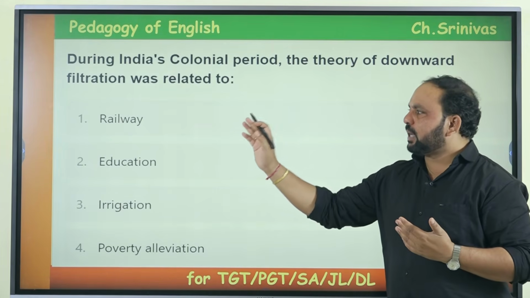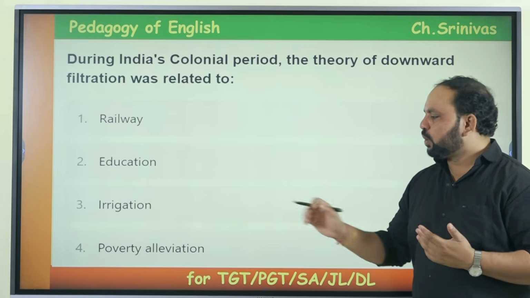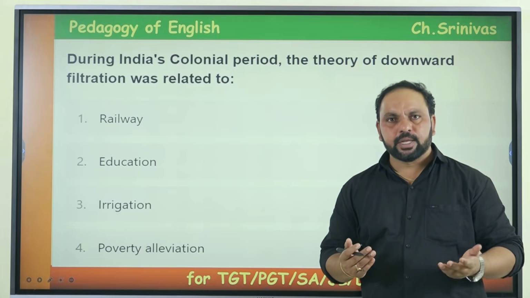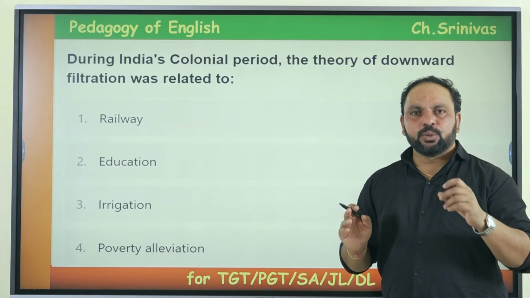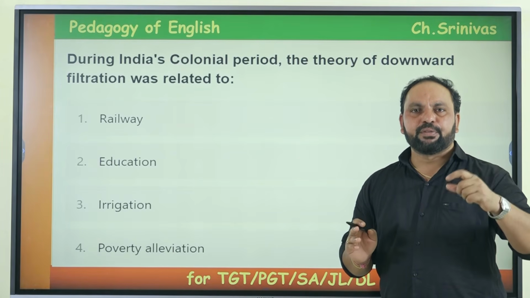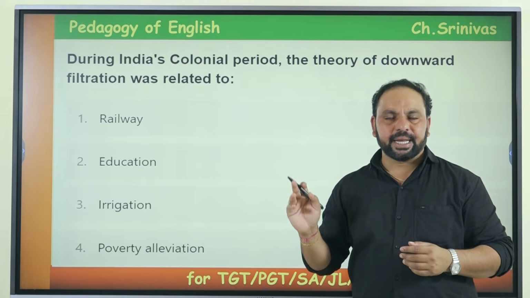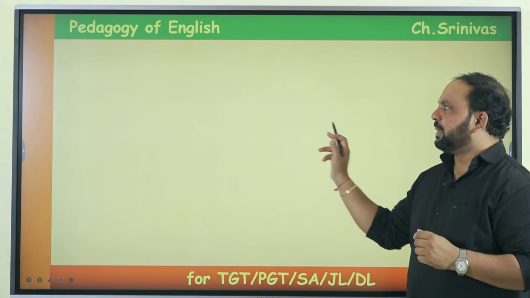The very first one is railway, second one education, third one irrigation, and fourth one is poverty alleviation. So the answer is very obvious. The answer is education. He wanted to introduce English language with different phases or levels. That is known as the downward filtration theory suggested by T.B. Macaulay in his great minutes.